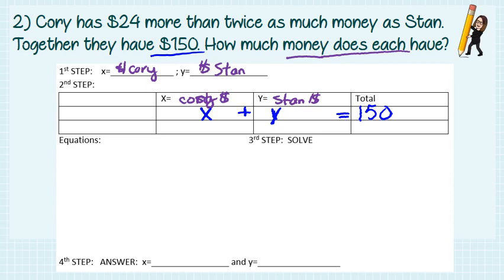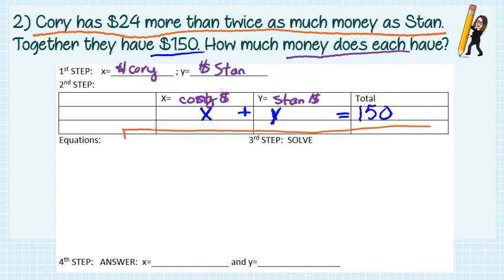Here's where we struggle though. This next sentence does not fit in the table, okay? We're still going to use the variables, but now this isn't helpful, okay? So I'm going to do a little bit of work down here. Cory. Cory is represented by X. He has, which is like is, $24 more than. What operation represents more than? Plus sign, right? If you have $24 more than me, I would take my amount of money and add 24.